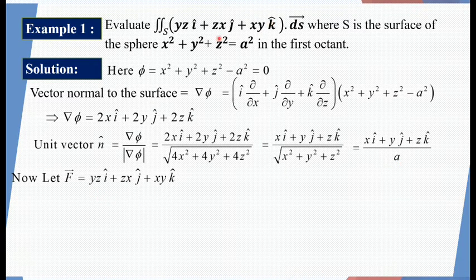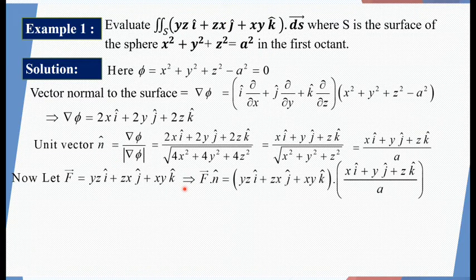Now let vector f be equal to yz i plus zx j plus xy k. So vector f dot n cap is vector f dot the value of n cap, which is x i plus y j plus z k upon a. So write here and make the dot product. So i dot i, j dot j, k dot k is 1 and the rest are 0. So yzx, zxy and xyz are all the same. So it is 3xyz upon a. So this is the value of vector f dot n cap.